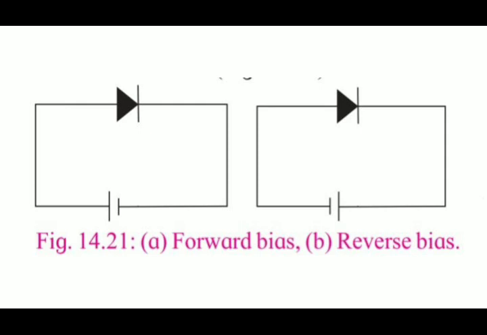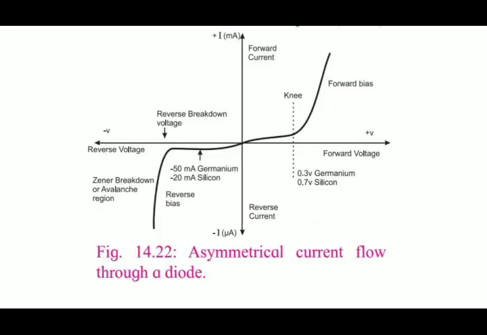When connected in reverse bias, the width of the potential barrier is increased and the carriers are pushed away from the junction, so very few thermally generated carriers can cross the junction and contribute toward current. This results in a very small current through a reverse biased diode, of the order of a few microamperes, that is 10 raised to minus 6 ampere. This is an asymmetrical current flow through a diode.